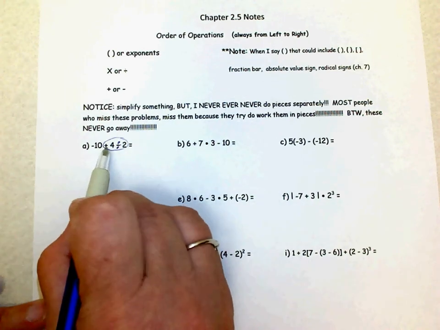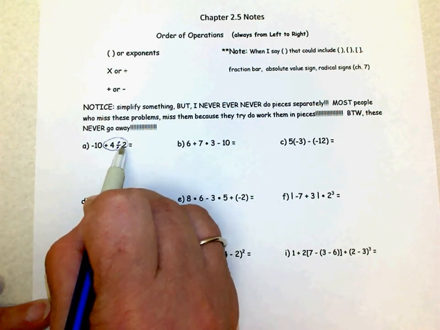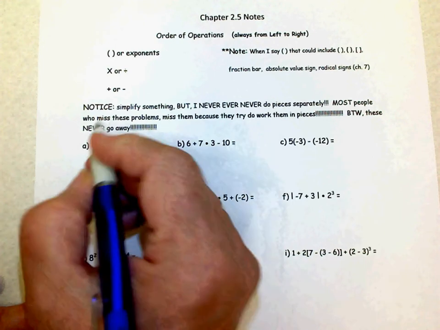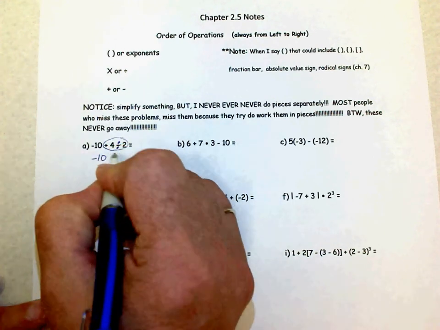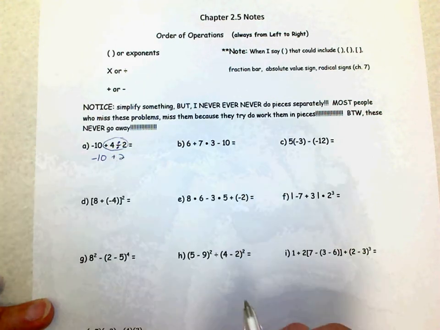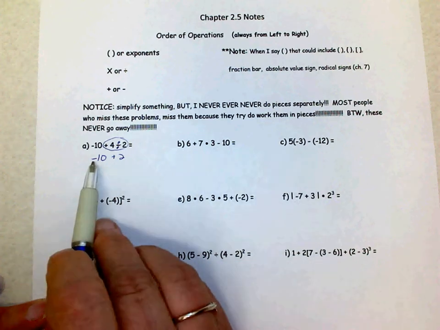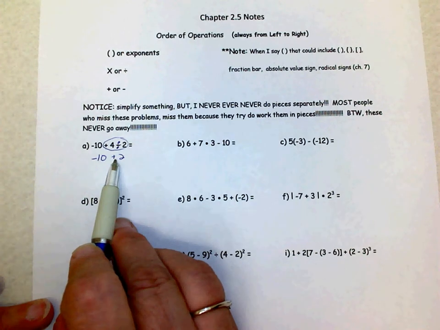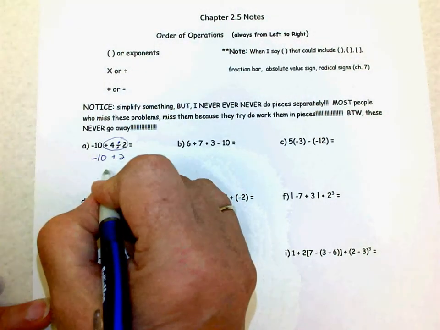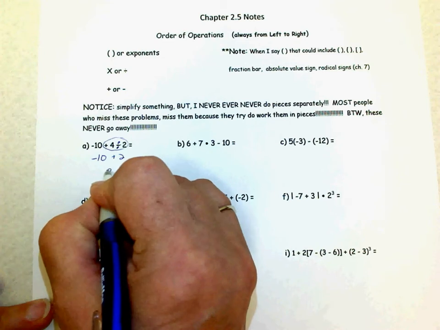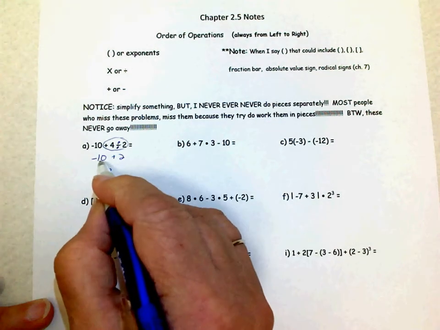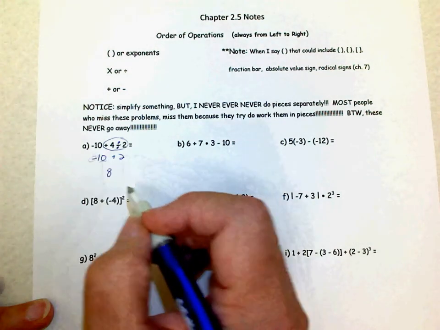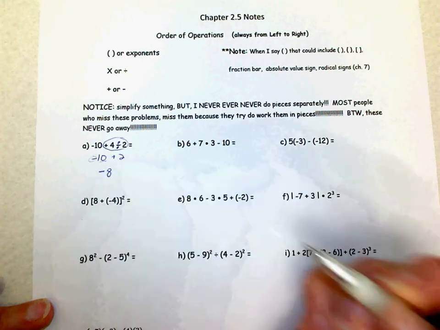A positive 4 divided by a positive 2 is a positive 2, so negative 10 plus 2. Now, a negative 10 and a positive 2 are unlike signs, so you have to subtract them. So 10 minus 2 is 8, and 10 is bigger. Our sign of 10 is negative, so our answer is negative.